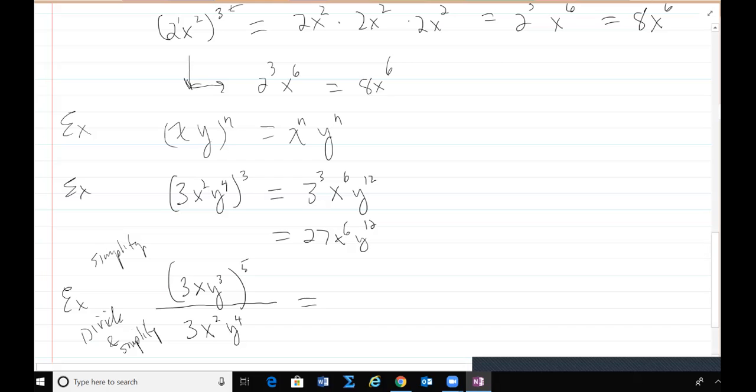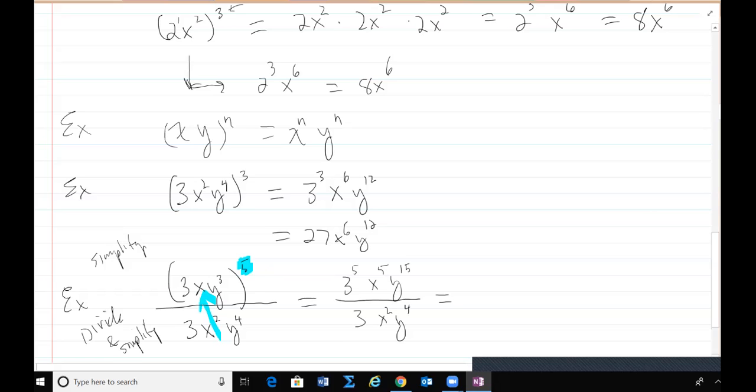So I'm going to take that numerator, and I'm going to write 3 to the 5th, x to the 5th, y to the 15th. The reason is I needed to take care of this 5. I wanted to do that first because that's an exponent. Before I start dividing this denominator into the numerator, I have to take care of my exponents up here. Down here, I'm just going to write this as 3x squared y to the 4th.